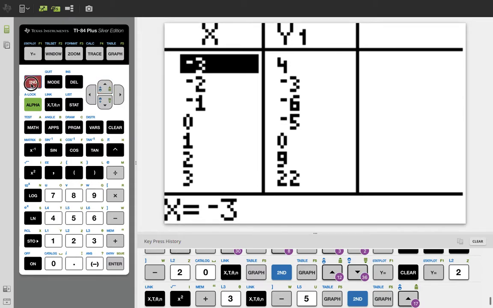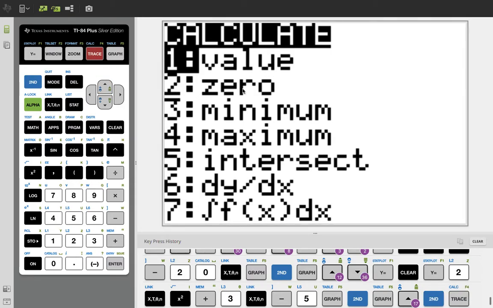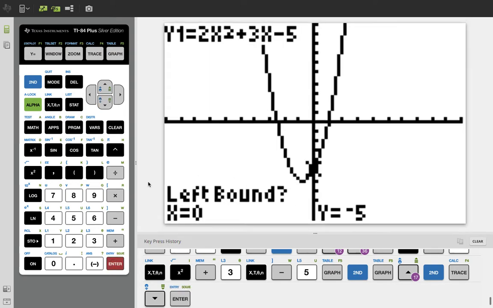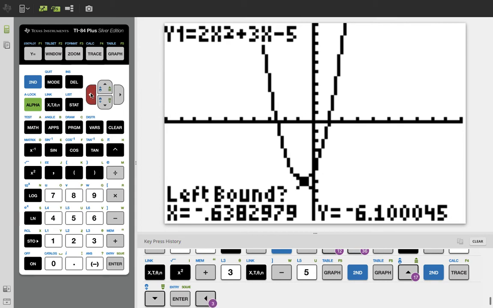Because I don't know exactly where it is, and this is a game of being exact. So I'm going to go to calc, and I'm going to use this other thing, and now we're going to use another definition, zero. So I want to find the zeros of this equation. I'm going to hit enter, and it's going to ask me left bound. What does left bound mean? Well, it just means a point to the left of where I think the answer is. So I think the answer is right around here. So I'm going to leave that open, and I'm going to go right here. I'm going to hit enter.